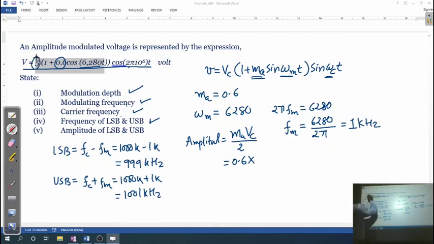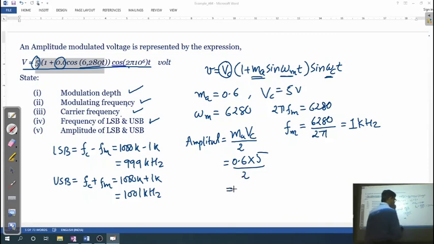So you can compare this with the standard formula for Vc. So Vc is equal to 5 volt. Correct? So 0.6 into 5 divided by 2, and this will give you the amplitude of the sideband. So it is 1.5 volt. So in this way, whenever this kind of example is given, just compare with the standard form of an amplitude modulated wave and find out the different parameters.